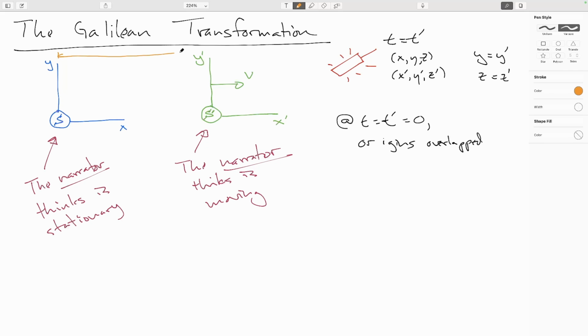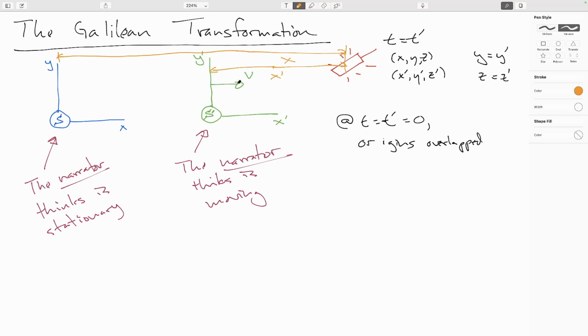So we're just going to draw in this x. This is the x coordinate that S will measure. It's this far over. And S prime is going to say that the x coordinate is this distance here, x prime.